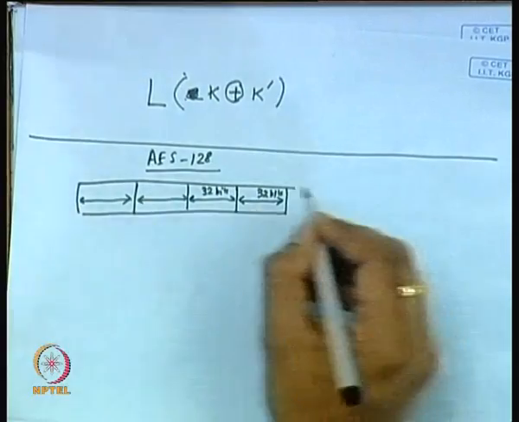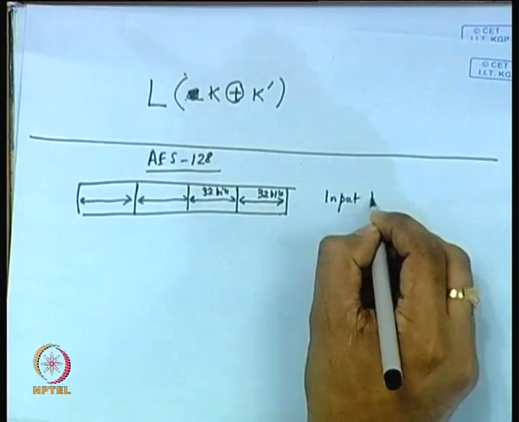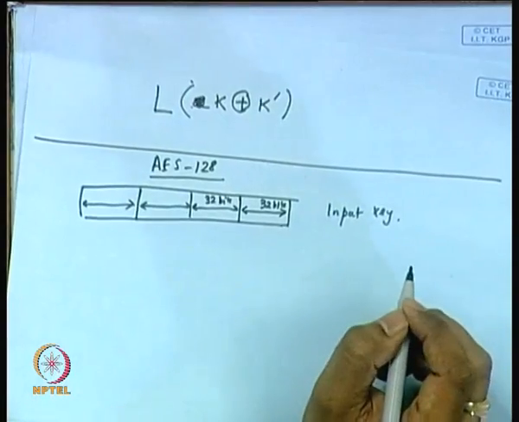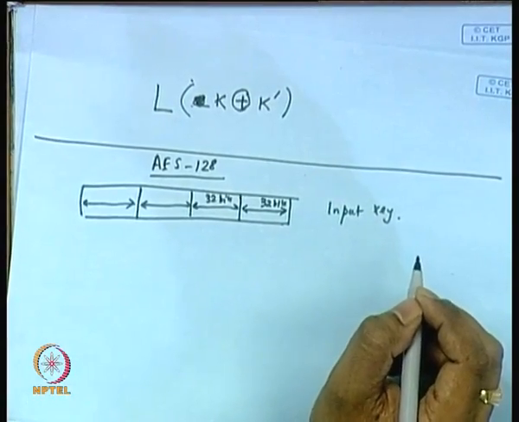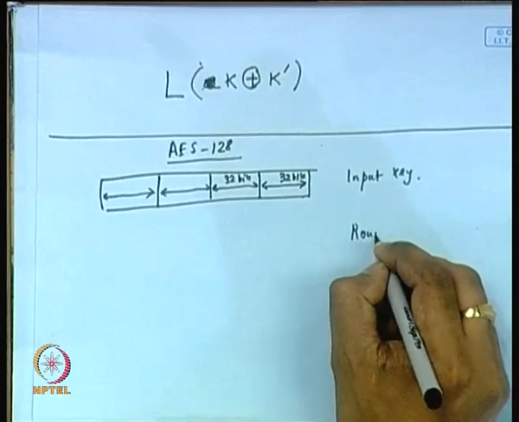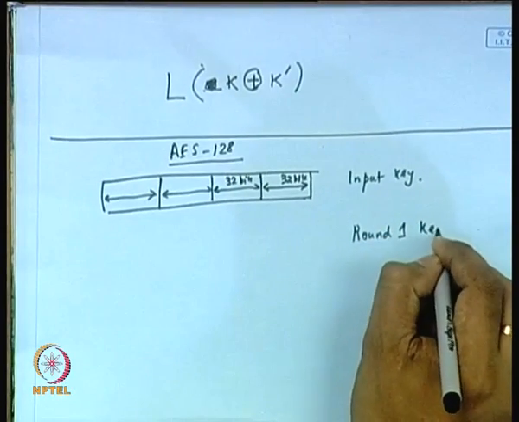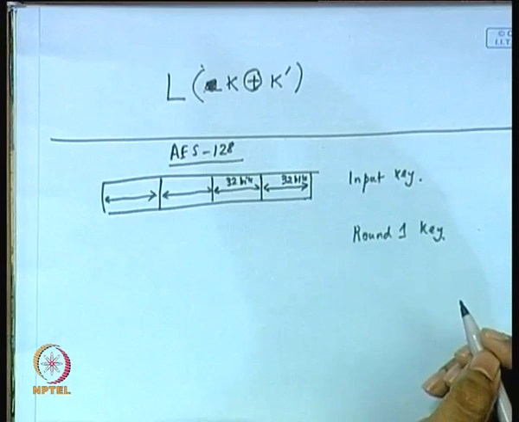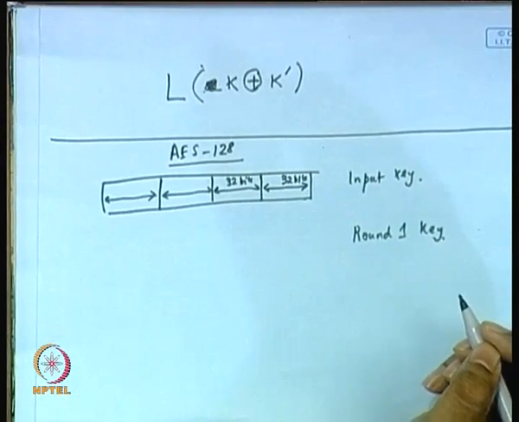So imagine that this is your input key. In AES 128, what is the size of your key? 128 bits, right? So from here, I have to generate the next round key. That is, I have to generate the round 1 key. Okay, and the question is how, right?